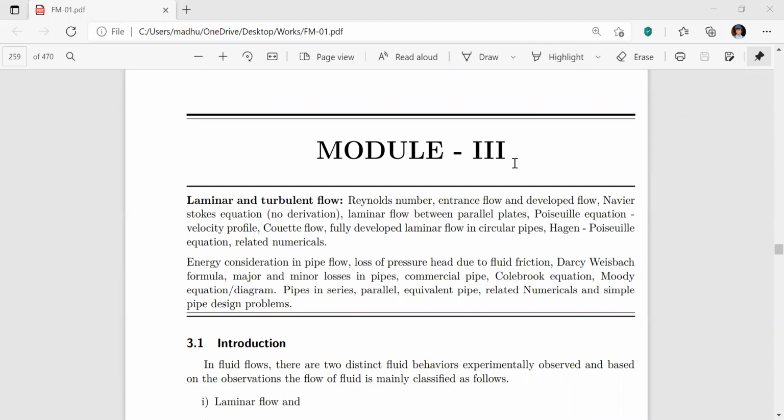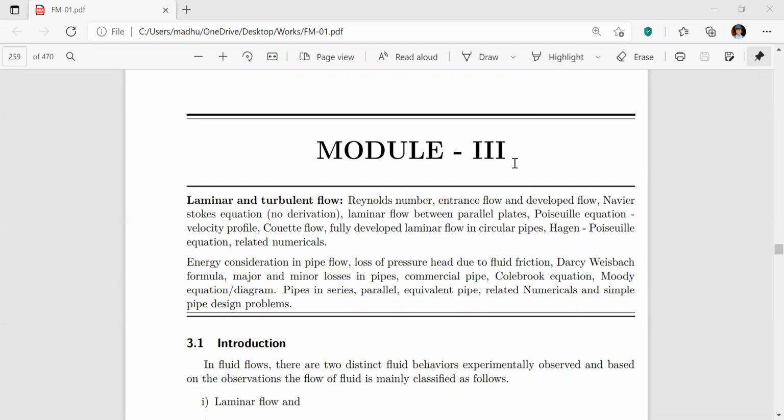Very good morning, students. In the previous class, we completed module 2 and also did some problems on impact of jets. Hope you have done well in the second test. So we will continue to the next module, that is laminar and turbulent flow.